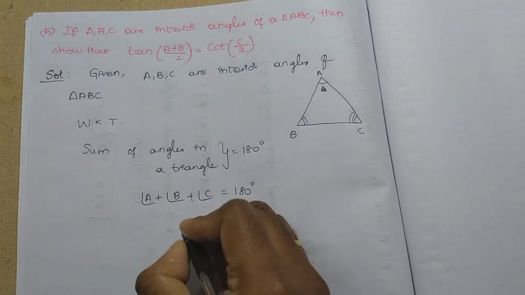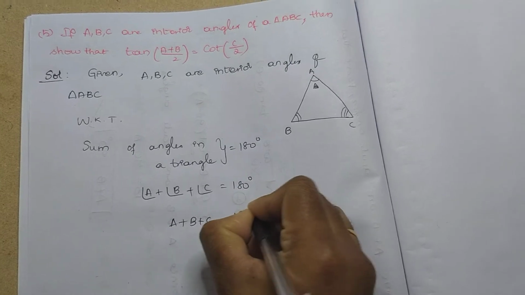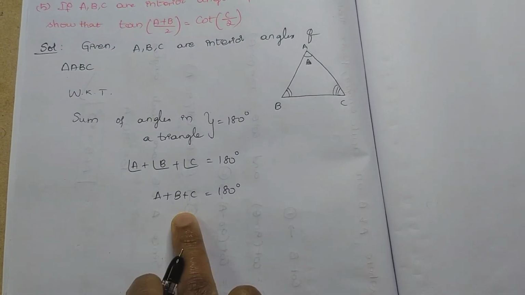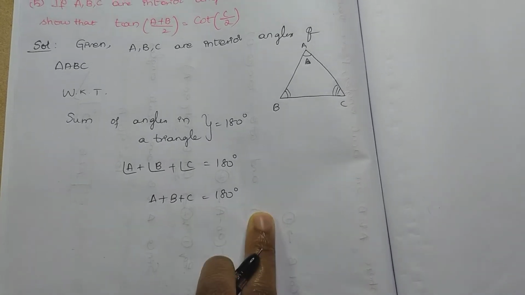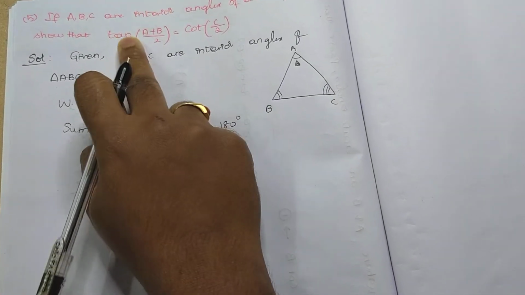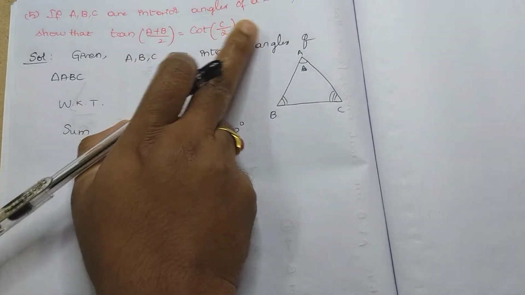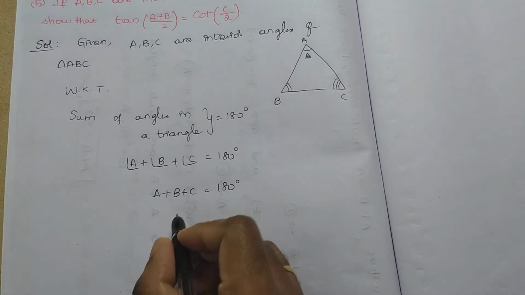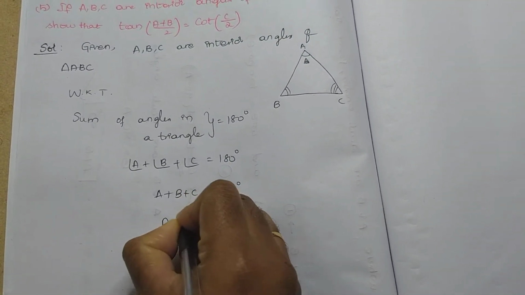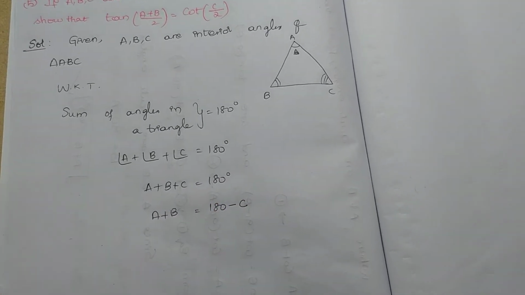We can write this as A plus B plus C equals 180 degrees. And the next step, what will I do here? Just see the required to prove part. We have to show A plus B is on one side, C is on the other side. So I will send this C to the right hand side. So A plus B equals 180 minus C. Can I write it like this?